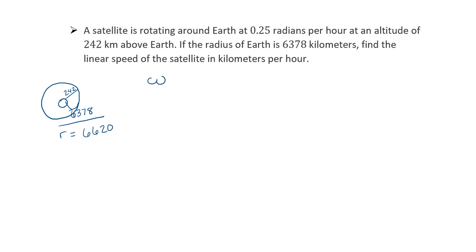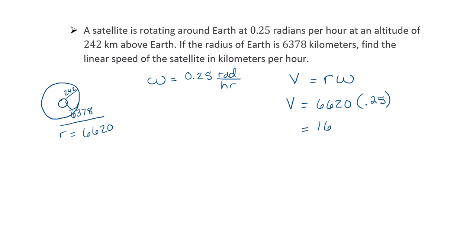Now, I know my omega is 0.25 radians per hour, and v is r times omega. So my linear speed is going to be that 6,620 times the omega, which is 0.25 radians per hour. And when I put this into the calculator, I get 1,655 kilometers per hour for the linear speed.